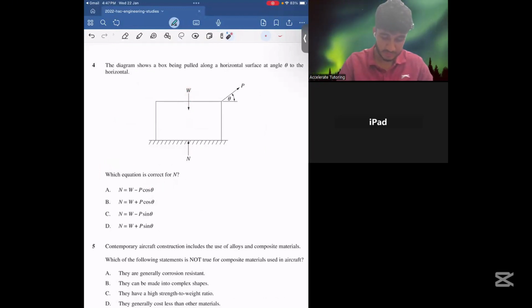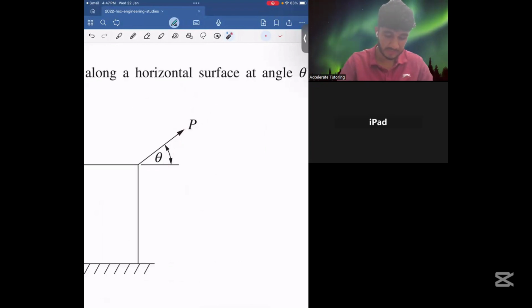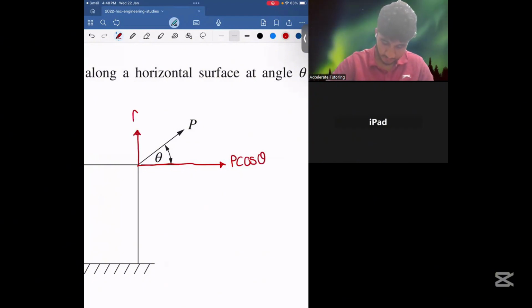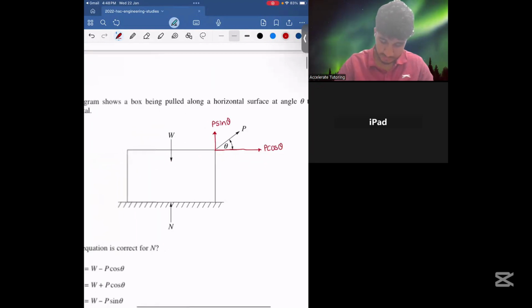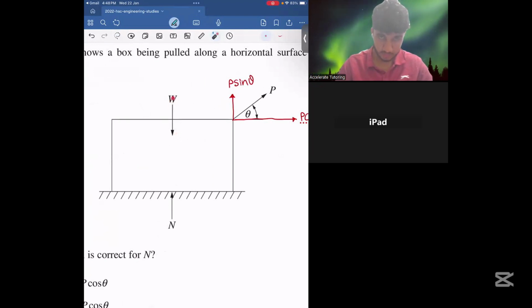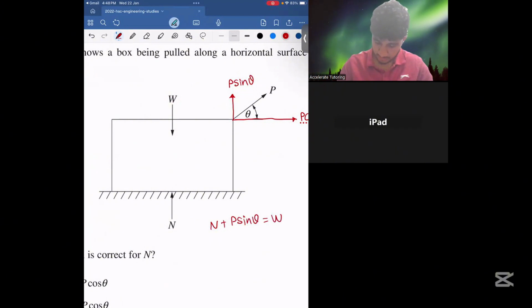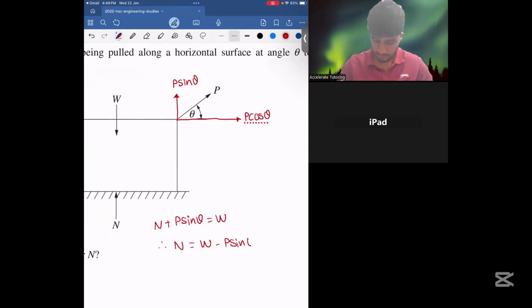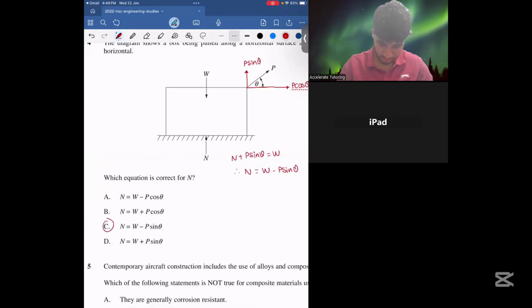So the first key step is to break the force P, which is applied at an angle, into its sine and cos components. We'd have a force acting horizontally of P cos theta, and a force acting up of P sine theta. In this case, we're interested in P sine theta. Looking at these forces, our normal force is going up and our force due to weight is going down, so comparing this, we have N plus P sine theta equals W. Therefore, N is equal to W minus P sine theta. So in this case, our answer would be option C.